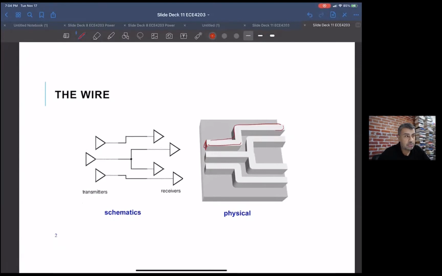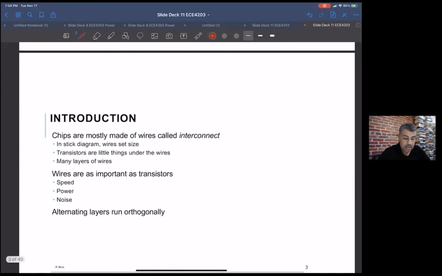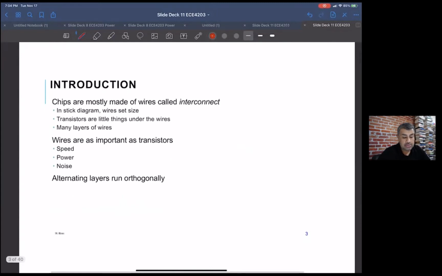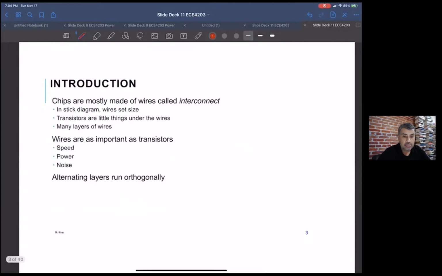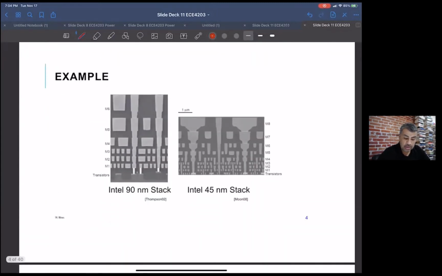I think we've been focused mostly on the gates so far, but given the resistance and capacitance of these wires, they tend to be just as important as the gates themselves in calculating delay and power consumption. And the truth is that most of the chip is, I think there's a nice picture here.